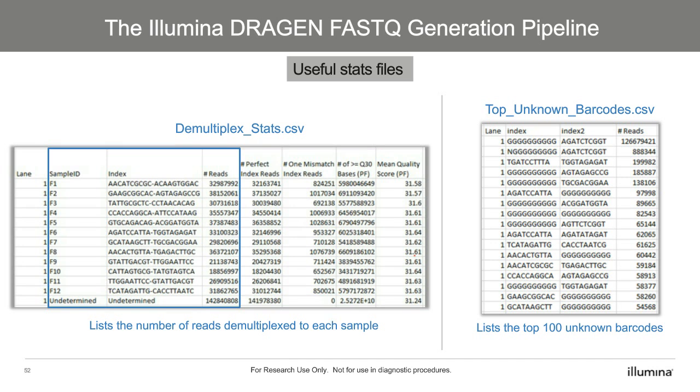So if you are in a position where you have some type of demultiplexing issue, you can definitely check the top unknown barcodes and you can see whether maybe you have your index 2 in the reverse complement orientation, or maybe you just have the incorrect indexes or whatever the case may be. You can definitely find that using the top unknown barcodes file.